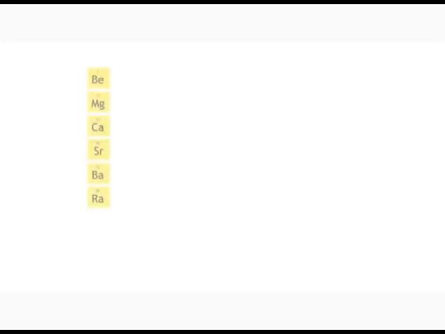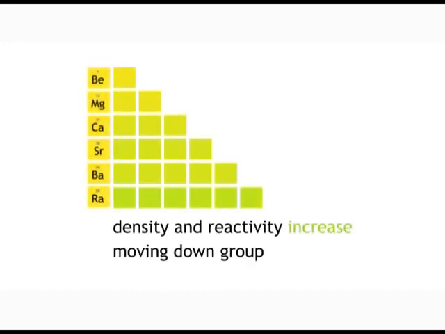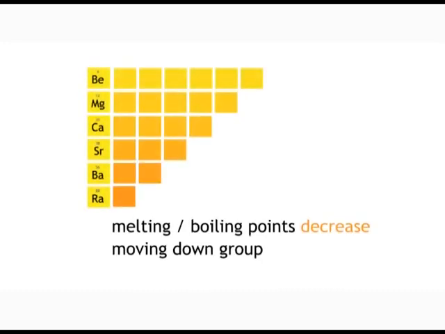Similar properties and behavior are also observed. Moving down the group, their densities and reactivity increase. Melting and boiling points decrease and the metals become softer.